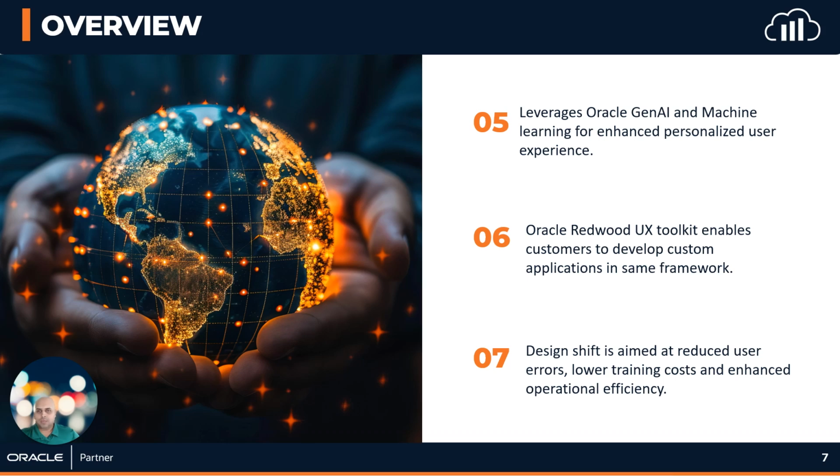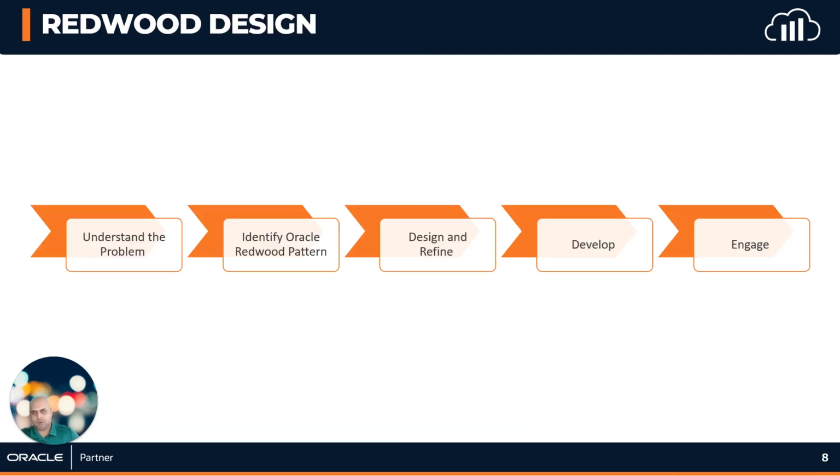Oracle Redwood UX Toolkit enables customers to develop custom applications in the same framework. Either you can extend your Oracle applications using Redwood or create a standalone custom application using the framework and integrate it with Oracle applications. Redwood Design Shift is aimed at reduced user errors, lower training cost, and enhanced operational efficiency. Take a look at the next slide.